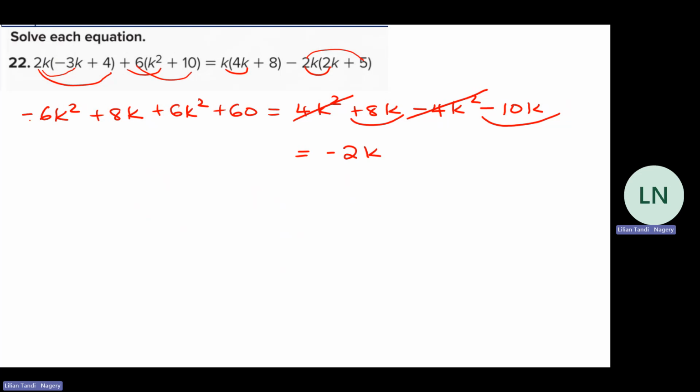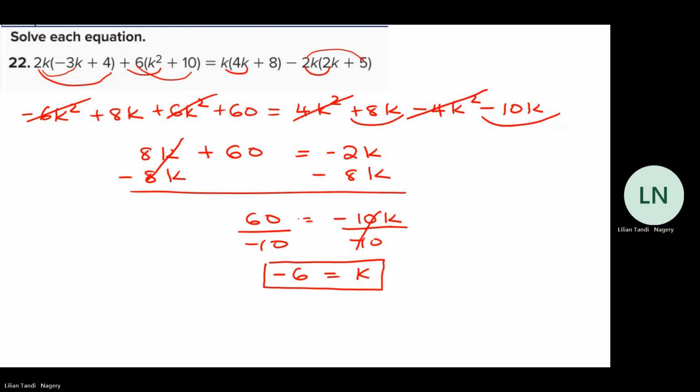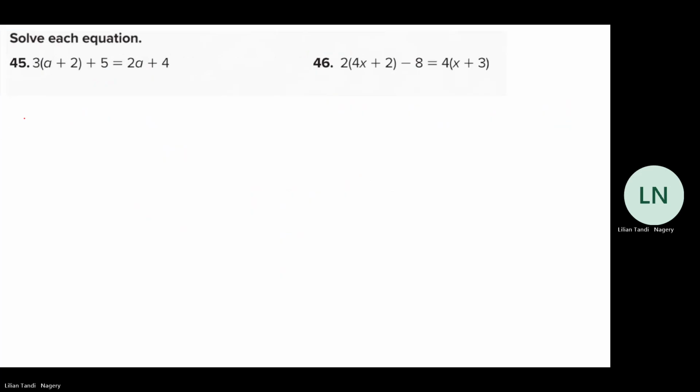Okay, let's see here. This and this go away, so I have 8k plus 60. I can subtract 8k on both sides, so this becomes negative 10k equals 60. Then I divide with negative 10. k is negative 6. And this is my answer. Okay. Then we do this one.